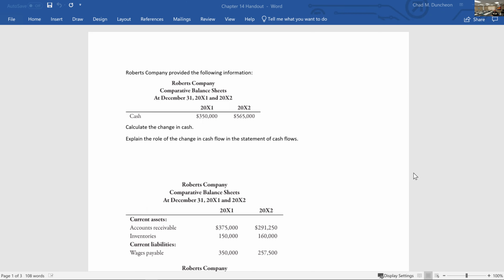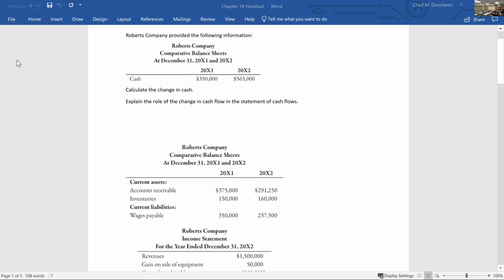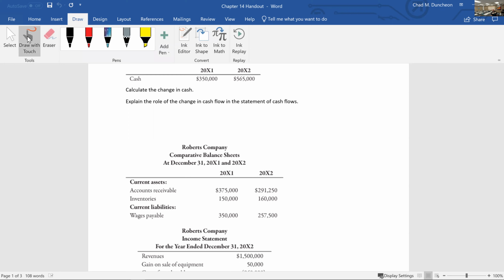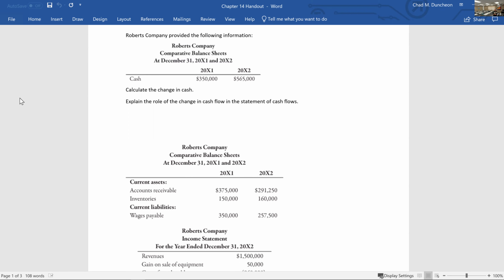All right, so here we go. This is all going to be one big problem. They all kind of work together here. All right, so Robert's company, we have this following information. We have two balance sheets, okay? So it says one is our change in cash. So we had 565,000 at the end of year 2, 350,000 at the end of year 1. Positive $215,000. That is our change in cash.